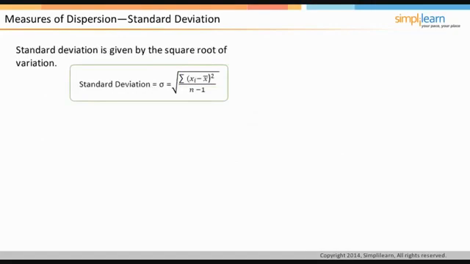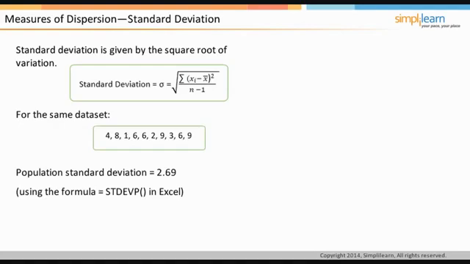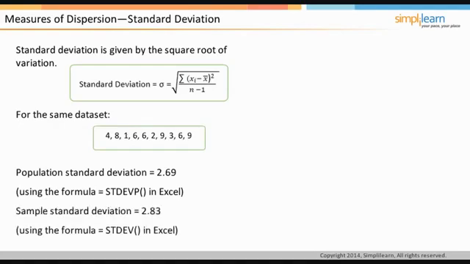Standard deviation, denoted by sigma or S, is given by the square root of variance. The statistical notation of this is given on screen. Standard deviation is the most important measure of dispersion. Standard deviation is always relative to the mean. For the same data set, the population standard deviation is 2.69, and sample standard deviation is 2.83. As in variance calculation, if the data set is measured for every unit in a population, the population standard deviation and sample standard deviation can be calculated in Excel using the formula given on the screen.